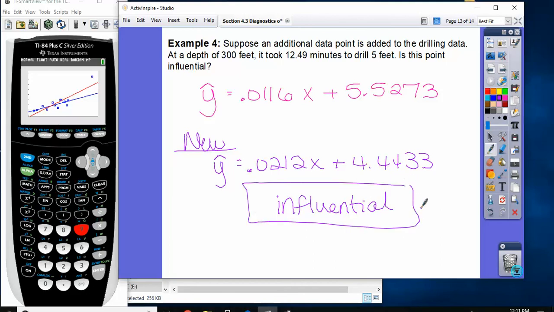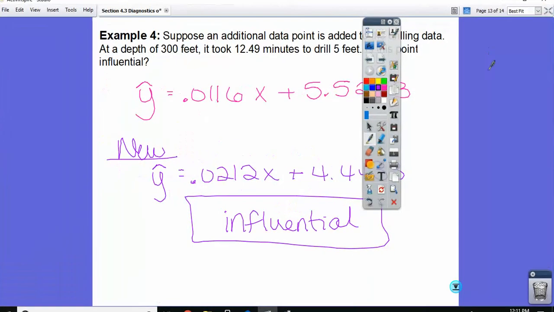So this section relies heavily on the calculator. It's really all about looking at the graphs and the scatter plots on your calculator. Any questions for me? So that is the end of this section.